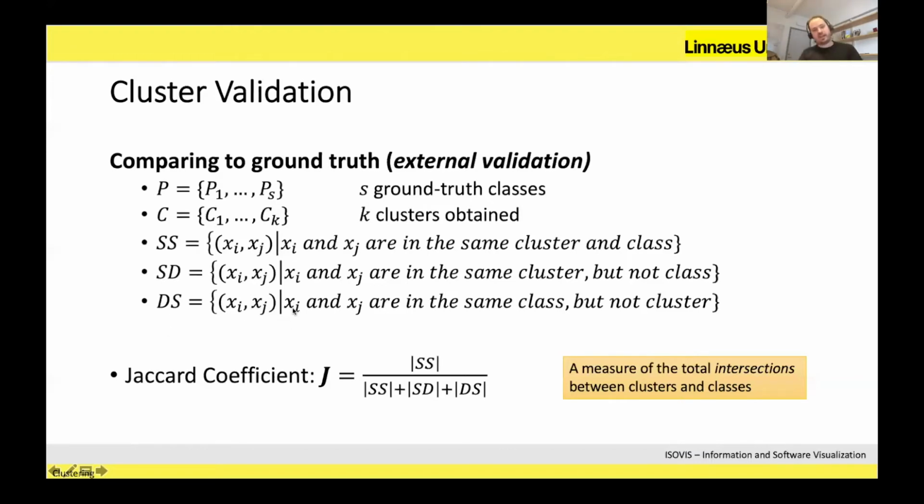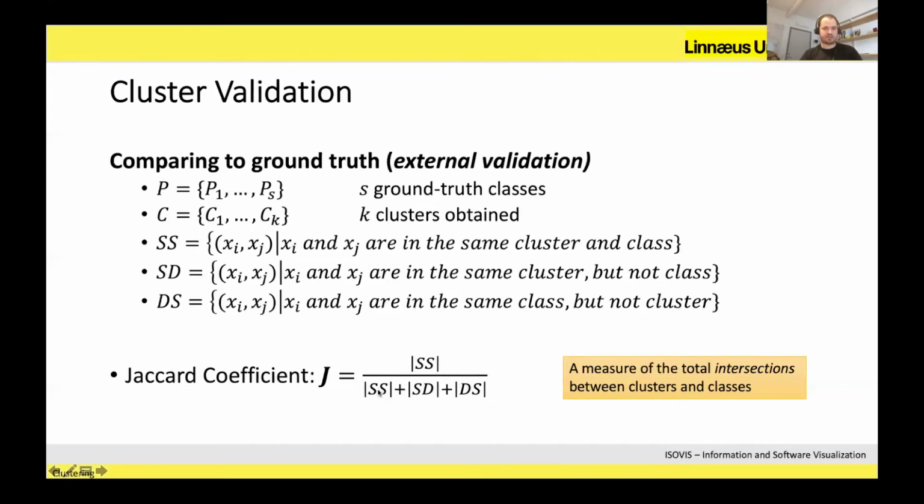And on the other hand, if 2 points are in the same class, so you take these pair of points, they are in the same class, but then you look at them and they are not in the same cluster. So you didn't detect that, you detect them to be in different clusters, then you put them into this DS bucket, let's say. And then finally, you just compute your coefficient as being the number of points in the SS bucket divided by the sum of all the 3 buckets.